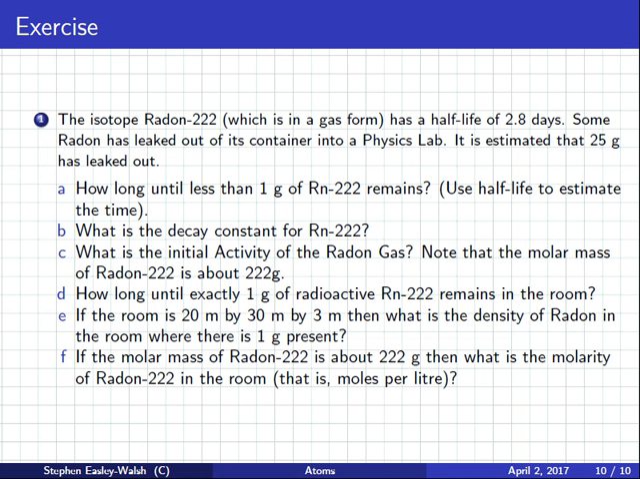Let's see. What did you want in C? What is the initial activity? Okay, folks. Listen to me. For C, what's the formula for activity? A equals minus lambda N. And what's the formula for lambda? Log 2 over T, half-life. And what's the half-life? 2.8.